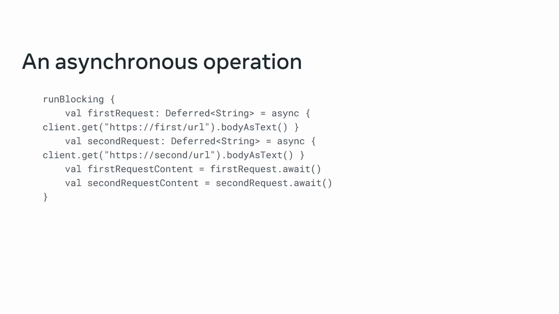For calls to execute in parallel, you need to create code that performs an asynchronous operation. The async block returns a promise to perform the operation in the background and return a result when it is available. This promise comes in the form of a generic deferred instance. To retrieve the promised value, you call await.